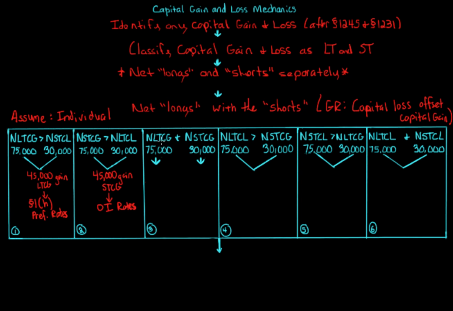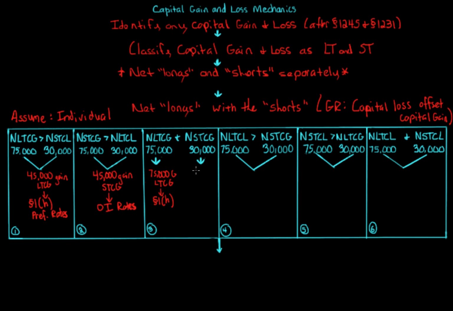What if we have a net long-term capital gain of $75,000 and a net short-term capital gain of $30,000? Well, we have two gains, right? They can't offset one another. Well, the $75,000 gain is a long-term capital gain, right? So this is a G for gain. This is a long-term capital gain, which is subject to Section 1H, which is the preferential rates.